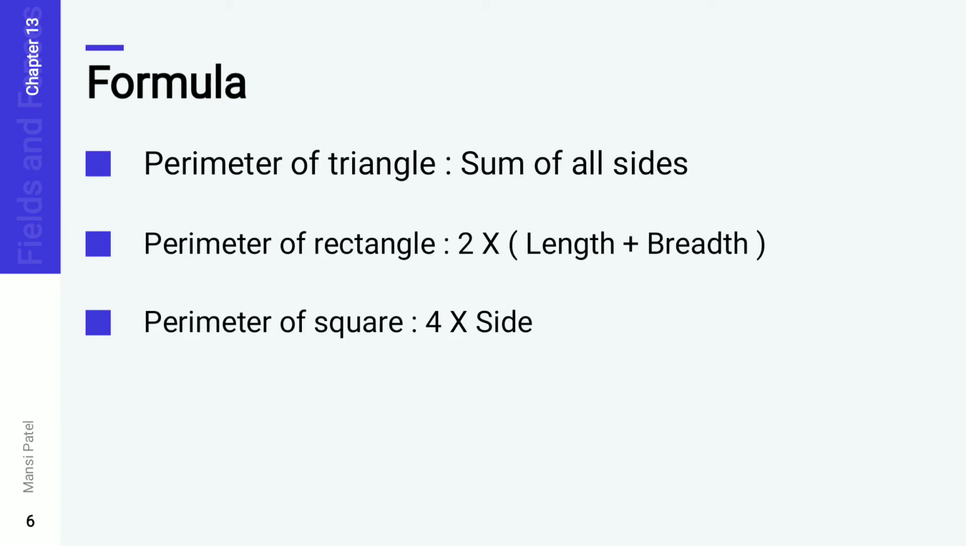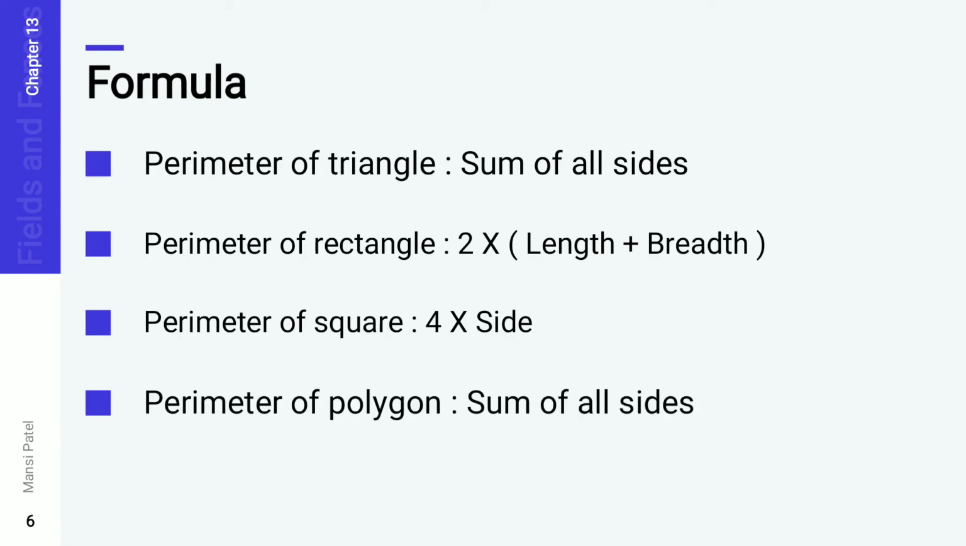Now if that shape is not a triangle, not a rectangle, and not a square, then how can we find out the perimeter of that shape? We can say that for the perimeter of that polygon, that shape, in this case you do the addition of all the sides. This is the formula.